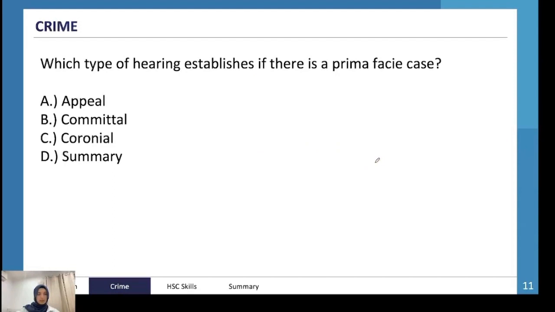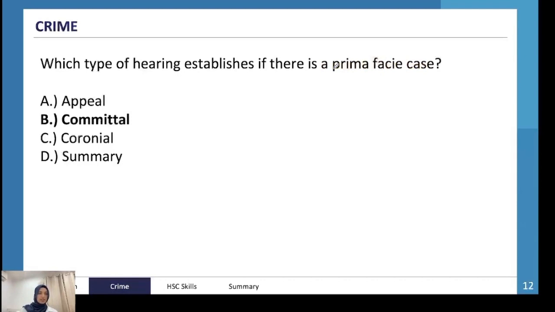All right, next question. Which type of hearing establishes if there is a prima facie case? Is it A, an appeal, B, a committal, C, a coronial, or D, a summary? So what is prima facie? If you're not sure of this concept, after we've gone through this, just read a little bit about it, see if there are certain cases that you can flag to read about, just so that you're more familiar with the concept. But essentially the answer is going to be B, committal.